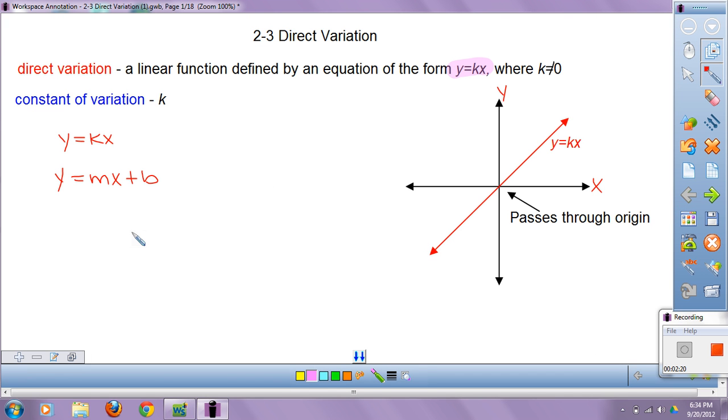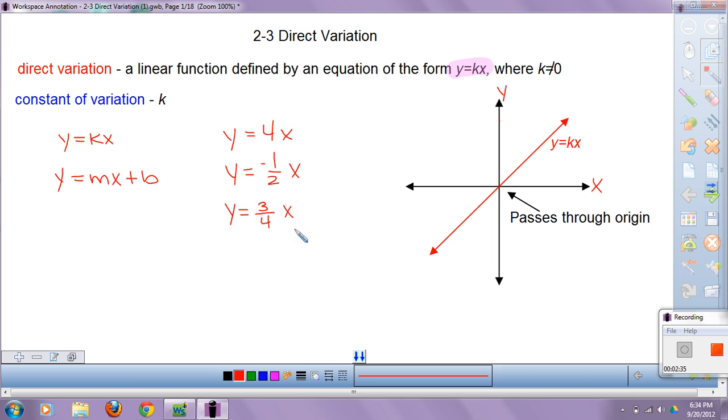By the way, here are some examples of direct variation equations. y equals 4x, y equals negative 1/2 x, y equals 3/4 x. All of these are examples of direct variation equations. Notice there's just some number times x, and this number right here would be your k. So 4, in this case, negative 1/2, and then here 3/4.